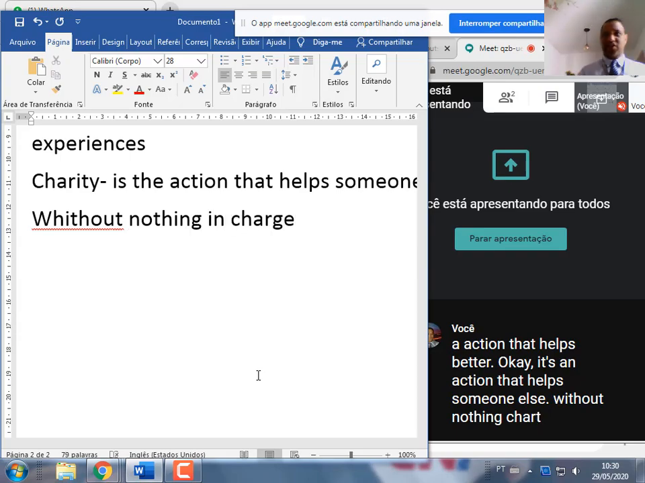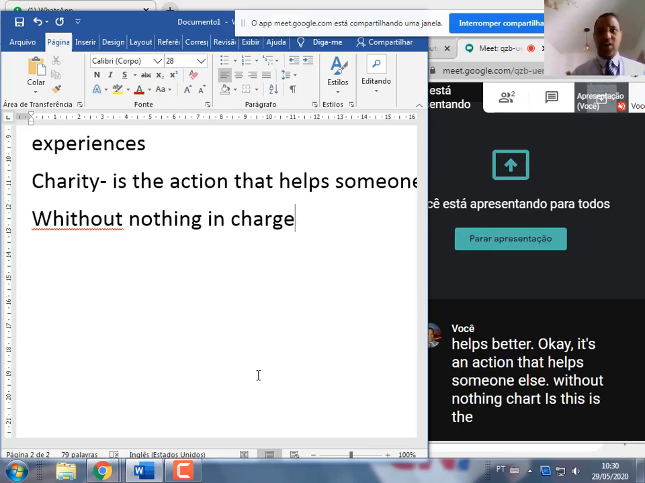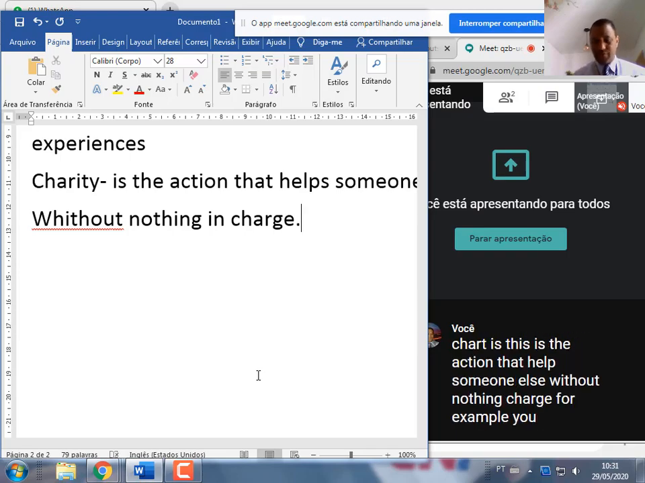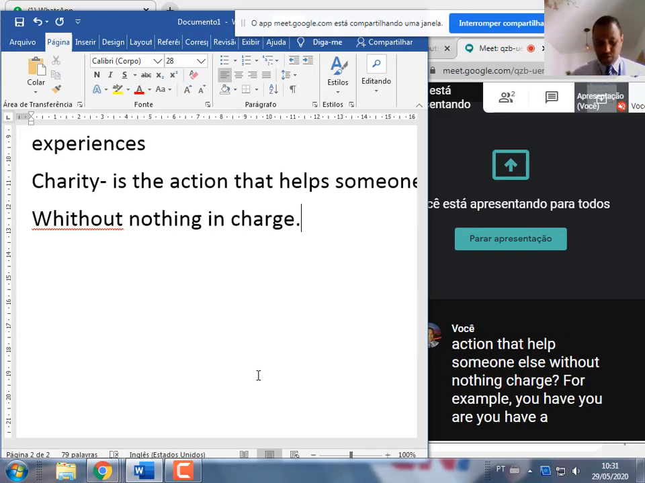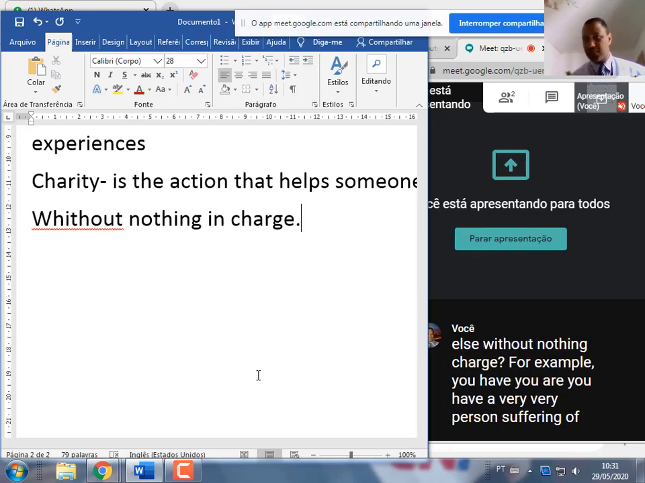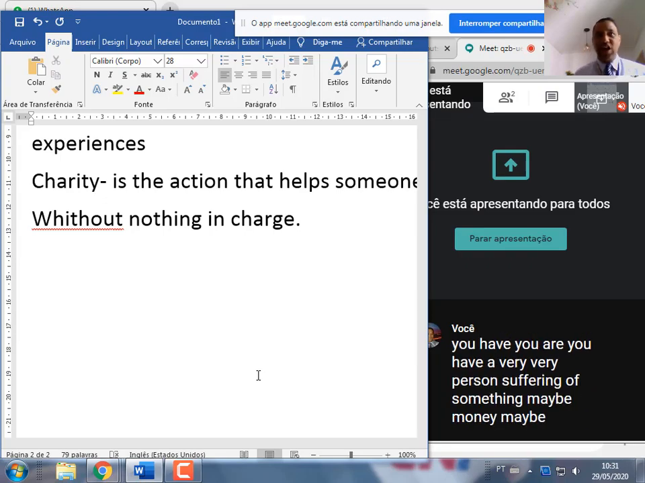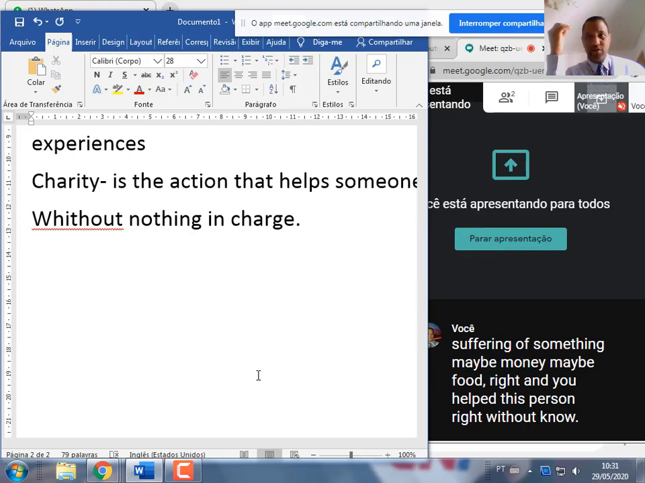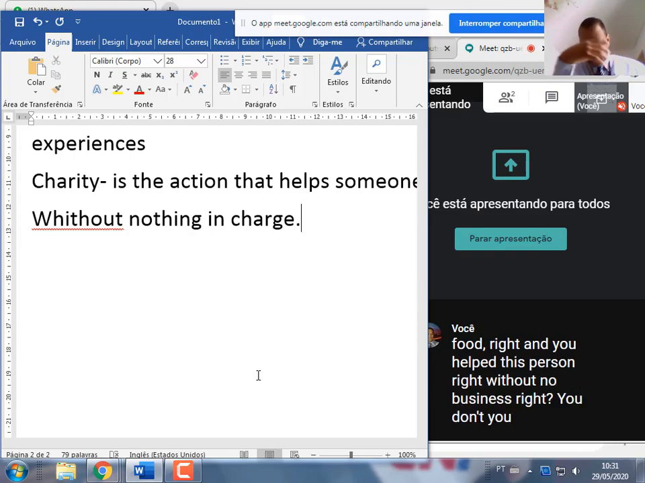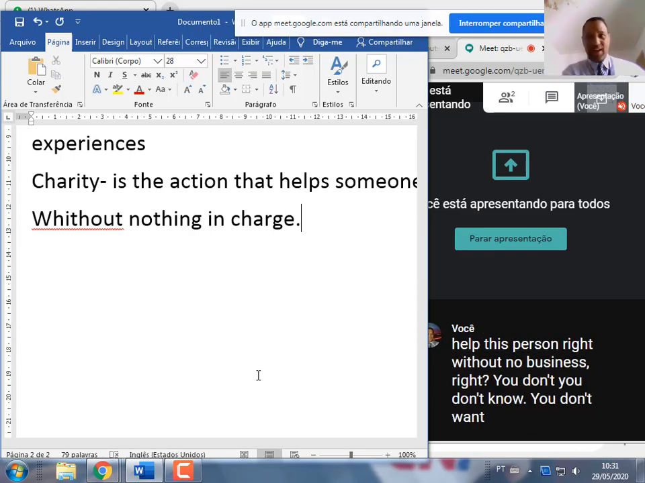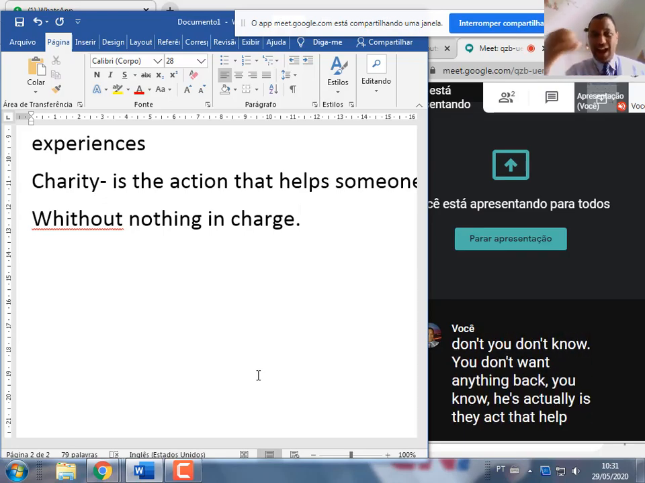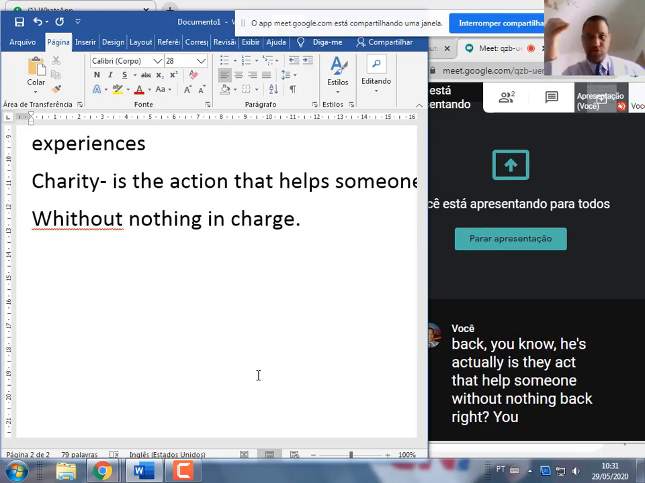Charity is the action that helps someone else without anything charged. For example, you have a person suffering from something, maybe money, maybe food, and you help this person without any business. You don't want anything back. It's the act that helps someone without anything back.